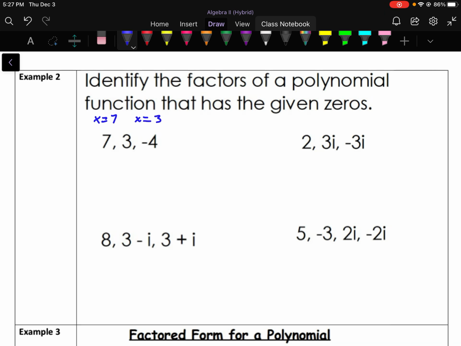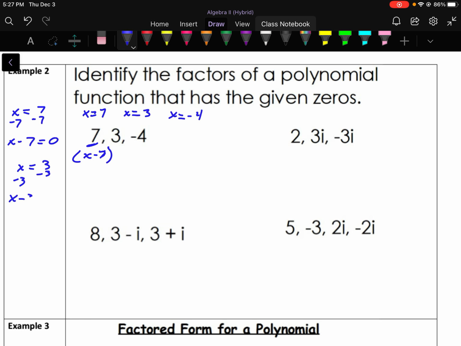To do it the long way one time here, really what you're doing is you're setting these equal to 0, so you're moving these numbers back over with the x, and so x minus 7 would have been one of the factors to get 7 as an answer. Same thing with x minus 3, or x equals 3, you'd subtract 3. You get x minus 3 equals 0, so that means that x minus 3 was a factor. And you could probably do this last one in your head, but x plus 4 is how you would get x equals negative 4.